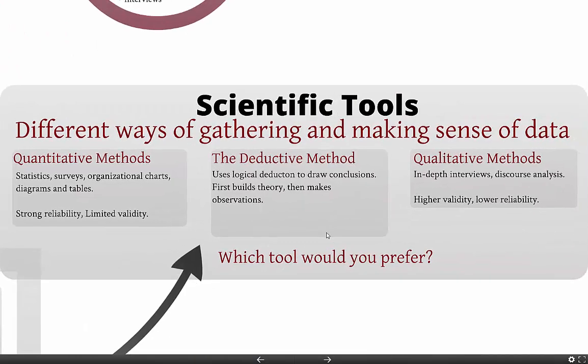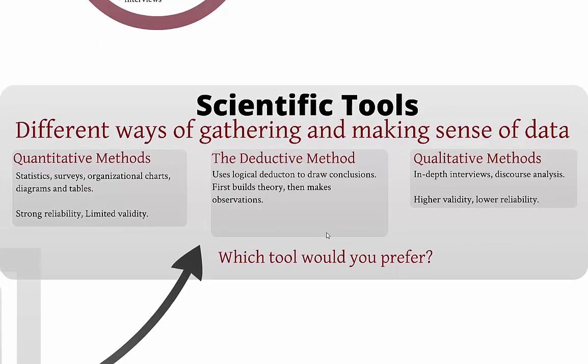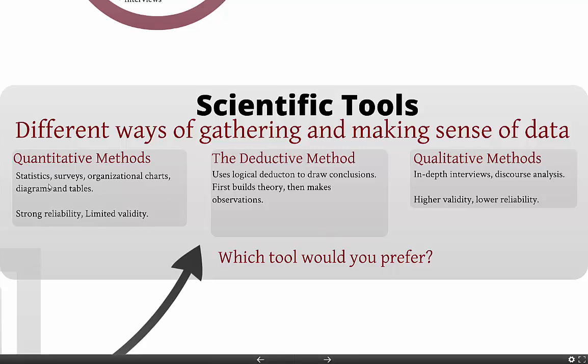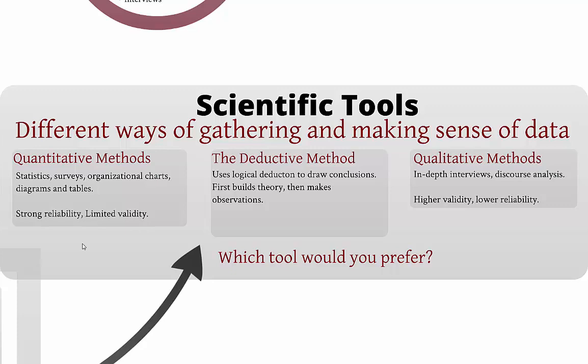So we have different ways of gathering and making sense of data, different scientific tools. Some are quantitative methods: statistics, surveys, organizational charts, diagrams, and tables. They have strong reliability because they manage to capture big numbers. But they have limited validity because they might not always capture exactly what we want to capture. So that's the tricky bit, to translate what happens with big data down to what happens in everyday life.